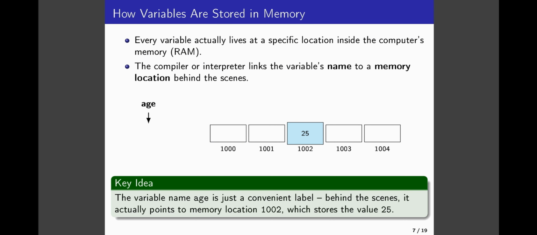So in the diagram I have given, we have our variable age and it's actually pointing down into a specific memory cell, address 1002, which is where the value 25 is physically stored. The variable name age is really just a convenient label for us as programmers. Behind the scenes, it actually points to memory location 1002, which stores the value 25. We never have to think about the raw address ourselves. The name handles that for us.